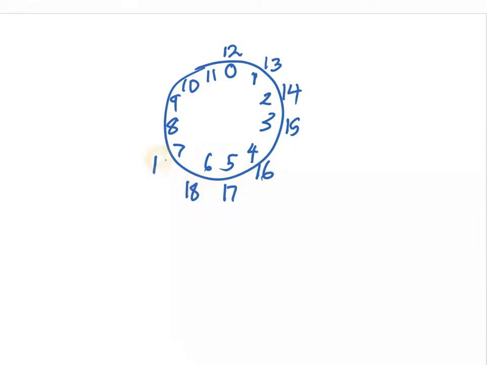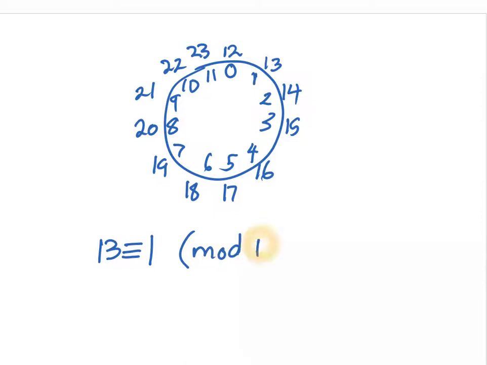Now these numbers here all have equivalences in the 12-hour time, don't they? So 20 would be the same as 8. Like 20 hours would be the same as 8 p.m. And we have a special word for this equivalence in modular arithmetic or clock arithmetic, and this word is congruence. So I would say that 13 is congruent to 1 if you're talking about modulo 12.